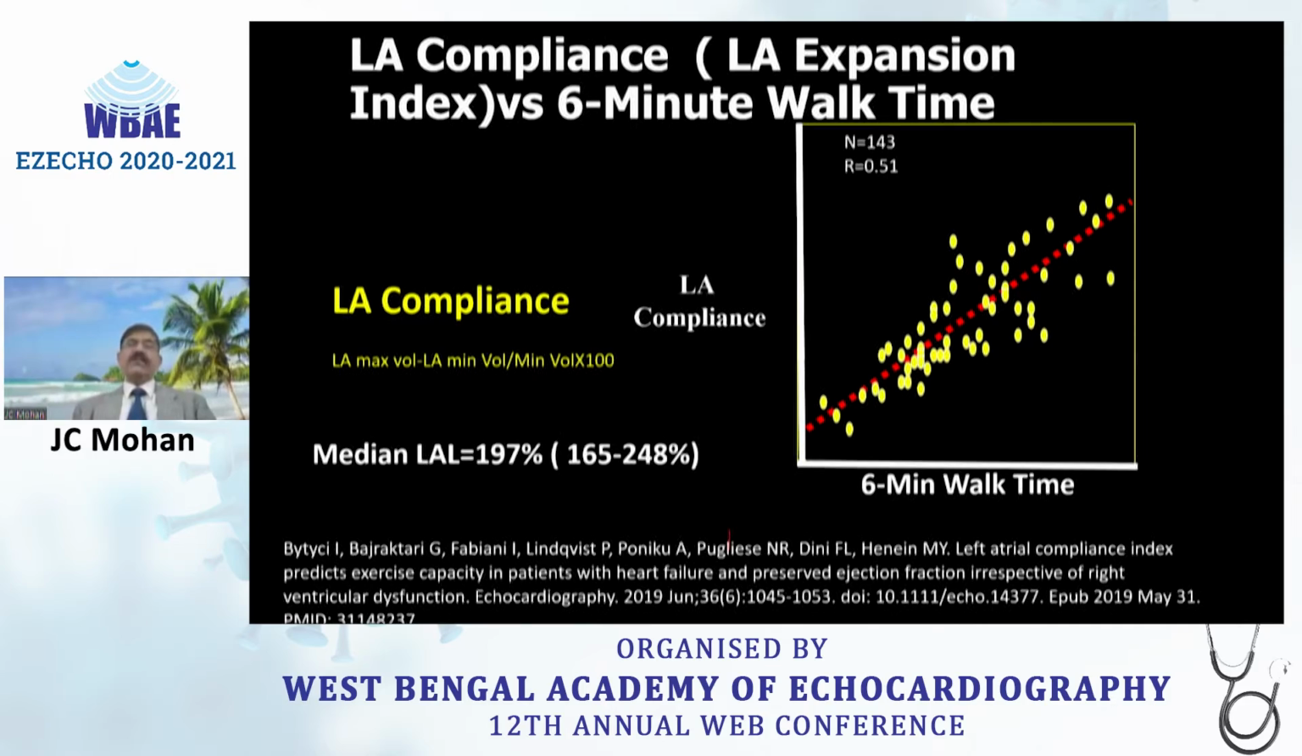Left atrial compliance, as I already said, is the difference between the left atrial maximum volume minus the minimum volume, divided by minimum volume, multiplied by 100. Normally it is about 200%. It correlates with the exercise capacity and hence is a good parameter of heart failure symptoms and also prognosis.